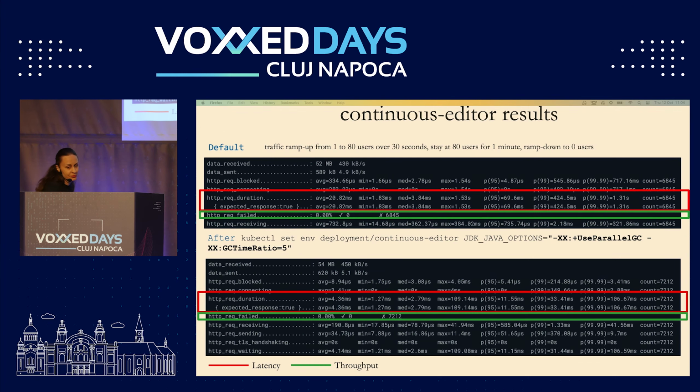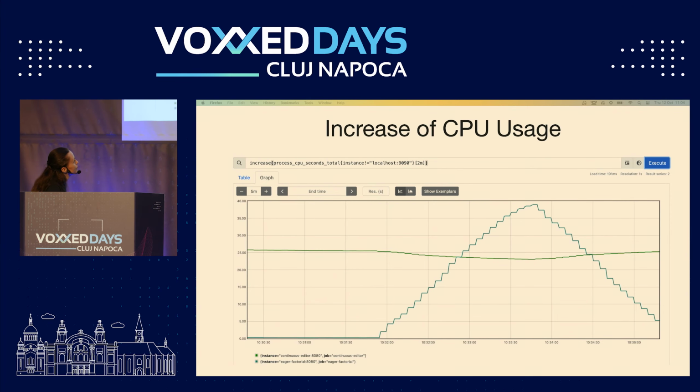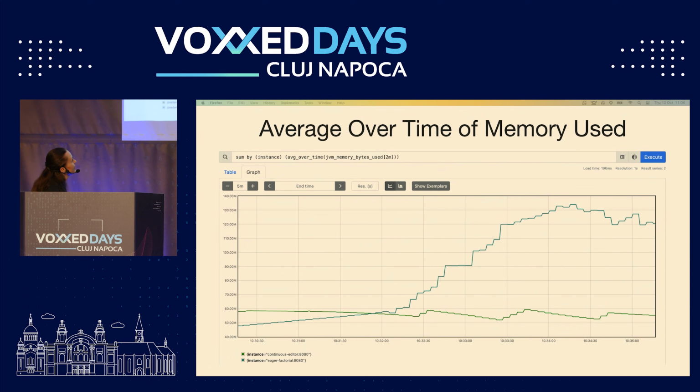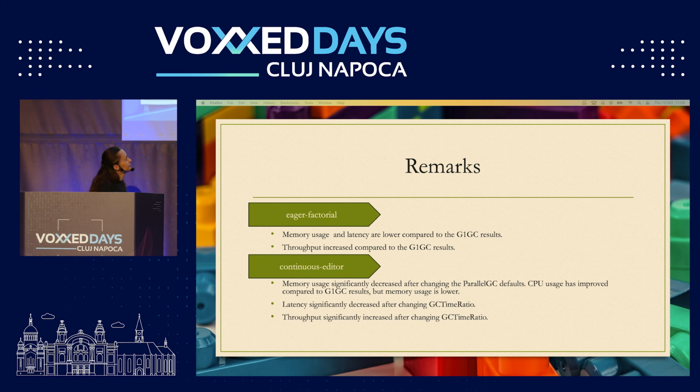So that's a win. Now, the CPU usage is pretty much similar, but the memory usage in terms of eager factorial is lower than it used to be. So overall, the remarks would be that in case of the eager factorial, memory usage and latency are lowered compared to the G1 GC results in any case, and throughput increased also compared to the G1 GC results. I have a slight memory decrease in case of my eager factorial, and that's a win from my point of view.